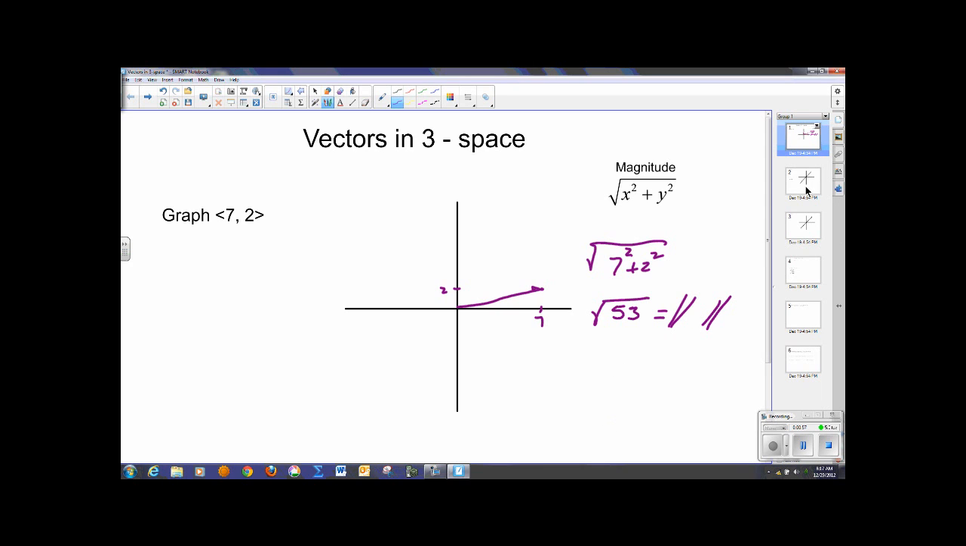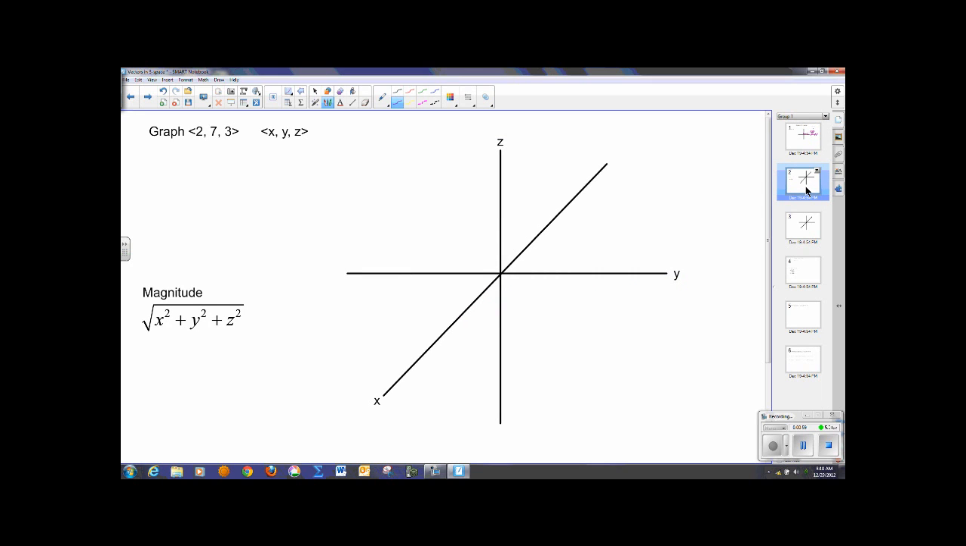Now, when we go to 3-space, we have a 3-dimensional diagram where we have our x-coordinate being this diagonal here, our y-coordinate being the horizontal, and our vertical being the up and down. So it puts it in open space. And if I want to locate a point, in other words, the point 2, 7, and 3, these are the x, y, and z coordinates.